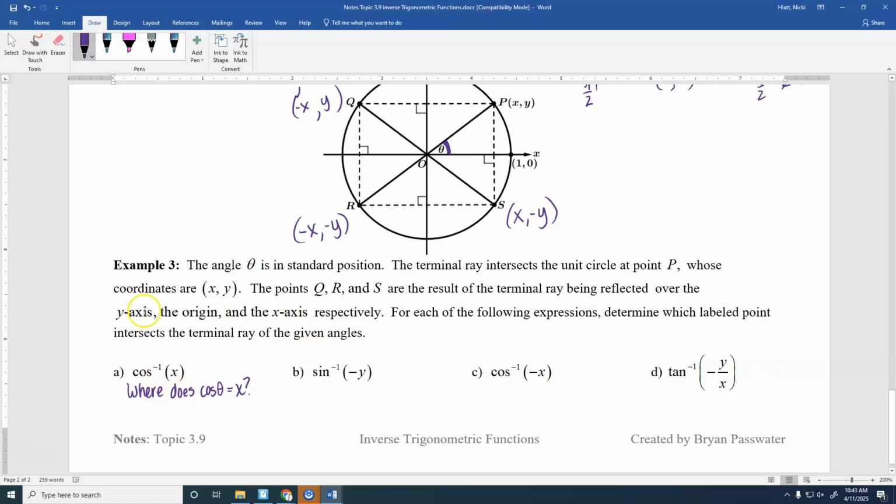Yeah, this is not a multiple choice question. So where does cosine of theta equal x? Not 2 and 3. It's 1 and 4. Because you're just looking for where cosine is your x coordinate, right? You're looking for where that x coordinate is just x. And so this doesn't ask us for the angle because it didn't give us the angle. It just says give the labeled point for that. So our answer here would be P and S.